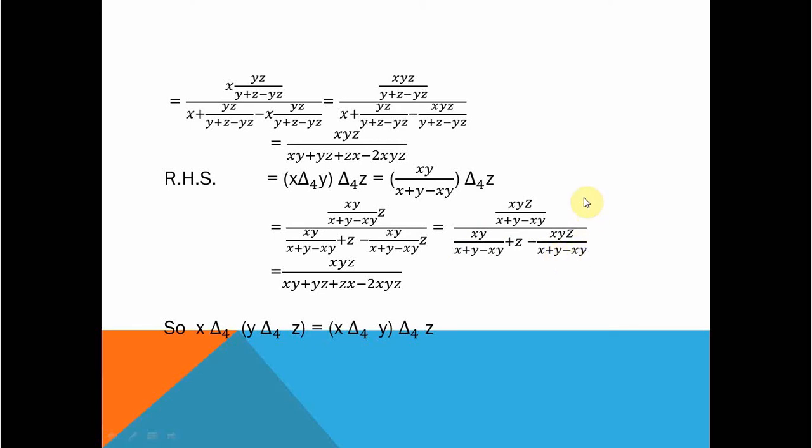We just multiply and divide by x plus y minus xy in both the denominator and numerator, and by solving the denominator we get the expression xy plus yz plus zx minus 2xyz. So if we see that now these two expressions are the same, so the left hand side is equal to the right hand side. So we prove that x delta 4 y delta 4 z is equal to x delta 4 y delta 4 z. So this expression is satisfied, and our third property of T norm is satisfied.